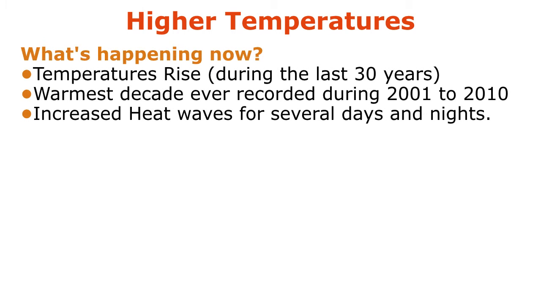Higher temperature. Greenhouse gases are trapping more heat in the Earth's atmosphere, which is causing a large increase in the average temperature all over the world. What is happening now? The temperature has risen during the last 30 years, and 2001 to 2010 was the warmest decade ever recorded in the history of the planet.